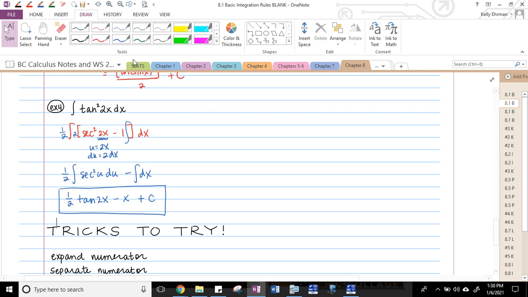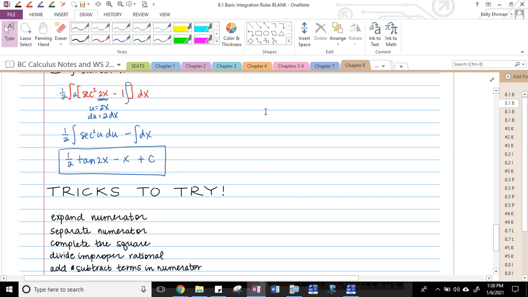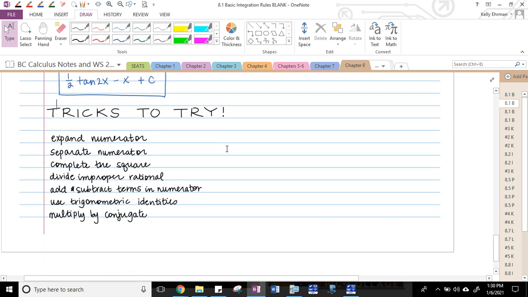All right. So sometimes there are just things that we have to be careful of and things that we need to just try. Things you're allowed to do in these problems. You are allowed to expand or FOIL a numerator if that helps. That often helps for problems like e to the x plus 1 squared. You might want to square that out to e to the 2x plus 2e to the x plus 1. That might be something that's easier to integrate, those separate terms. It might be helpful to separate out a numerator.